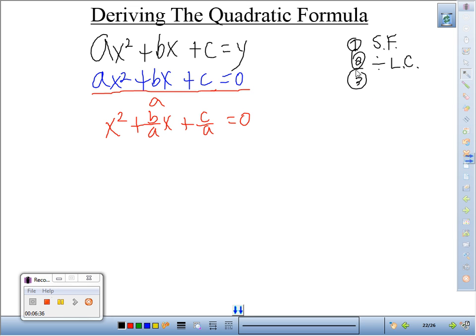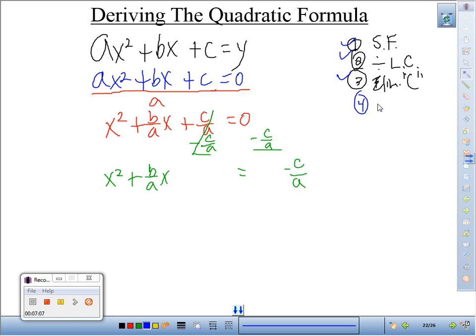Step 3, eliminate the constant. What is my constant? C over a, so we subtract c over a. We end up with x squared plus b over a x, leave a space, equals, leave another space, negative c over a. So we're done with steps 1, 2, 3.